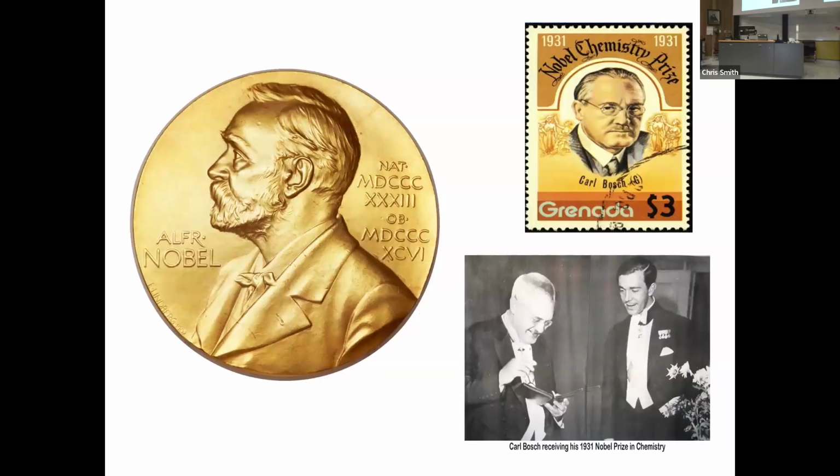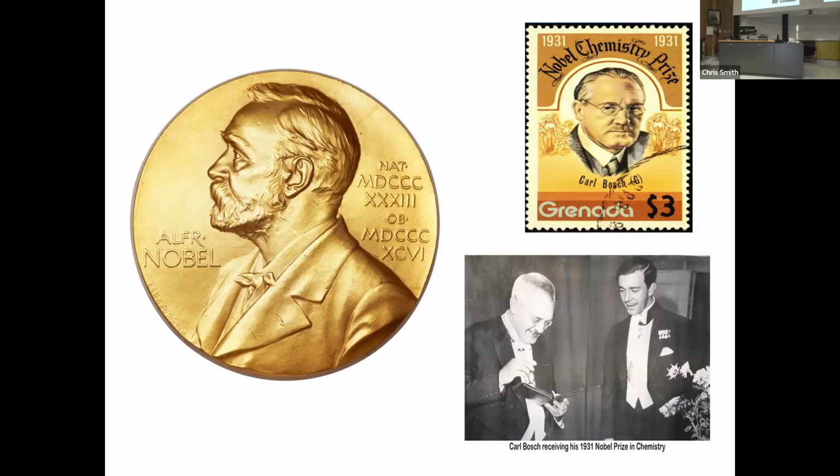And Bosch, the first chemical engineer ever to receive the Nobel Prize, receives the Nobel Prize in 1931. Why so long? Well, the impact of his work had to be fully appreciated. He was a chemical engineer, and there's a little bit of resistance to offering him the Nobel Prize in chemistry.